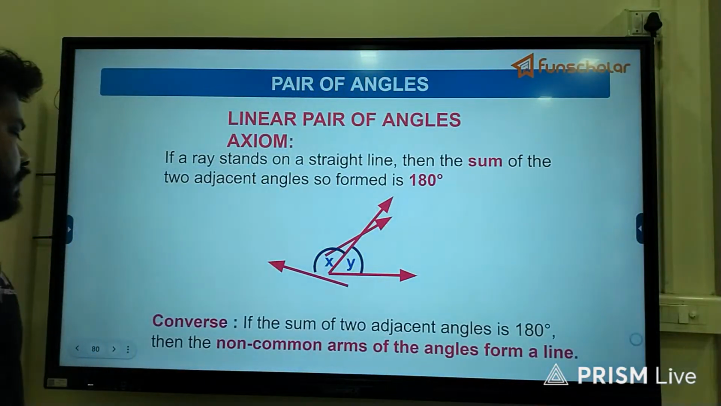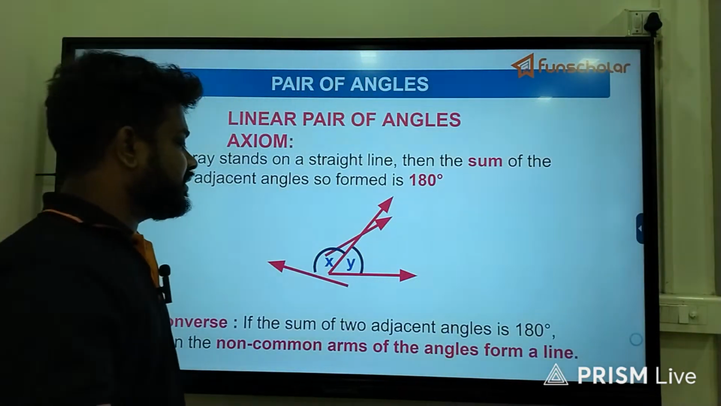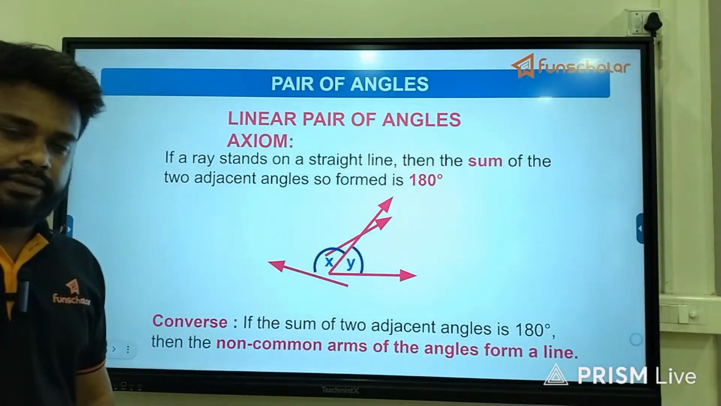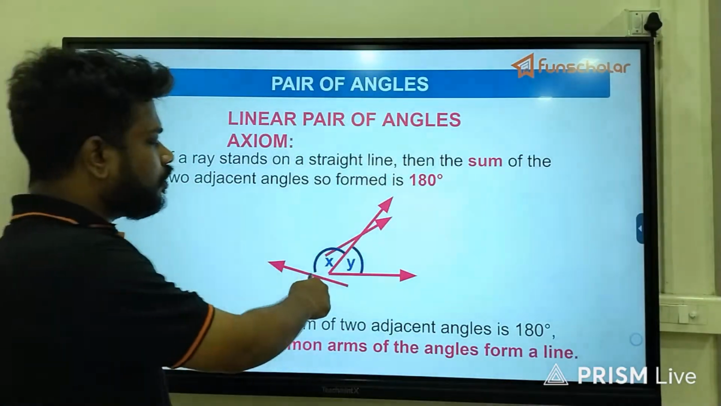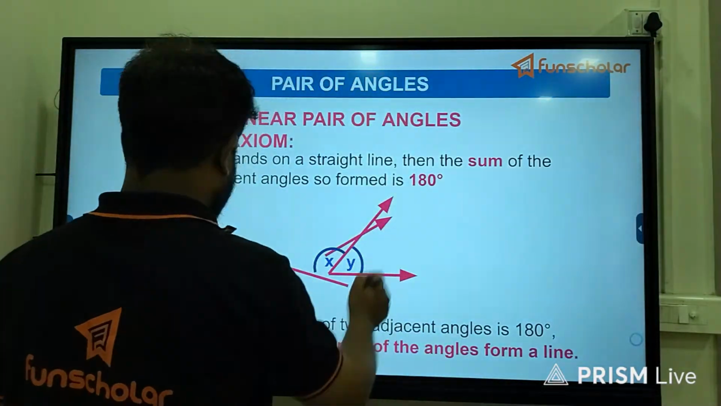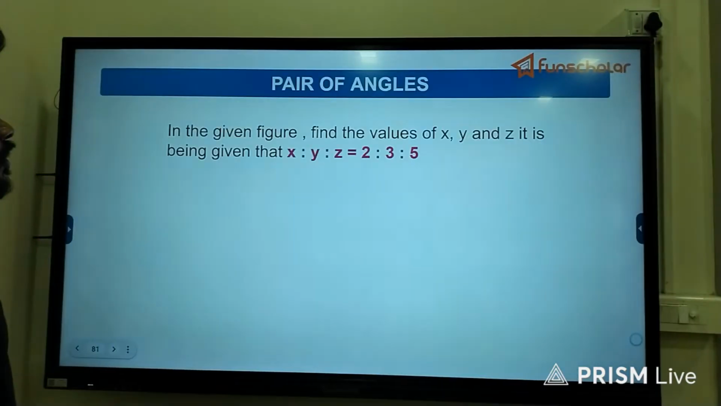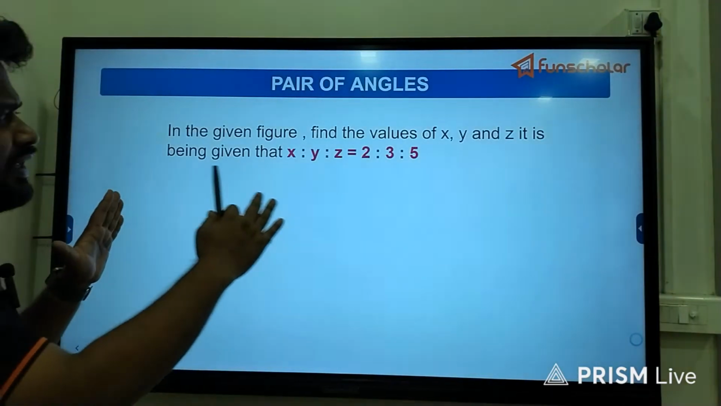Next. Okay, the converse: if the sum of two adjacent angles is 180 degrees, then the non-common arms of the angles form a line. Obviously, they will be the non-common arms and they are forming a line. Okay. So, and now pair of angles. So, these all are the examples.